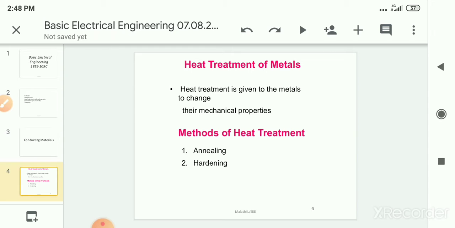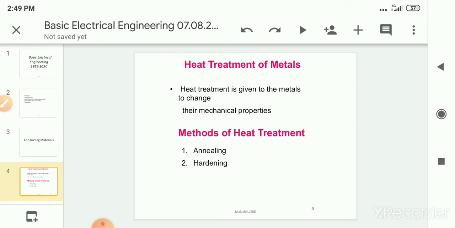To get the desired applications and desired results, pure conductor material is not enough. We have to give some heat treatment to the metals to change their mechanical properties. We already studied the electrical, mechanical and economical properties of the material in our previous class. For this purpose, we are taking the help of heat treatment. What are the methods of heat treatment?